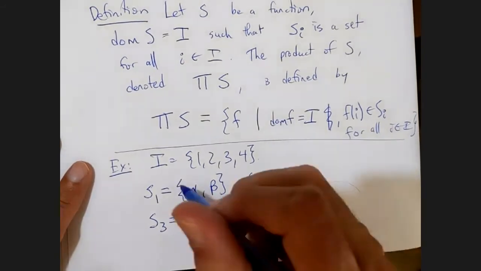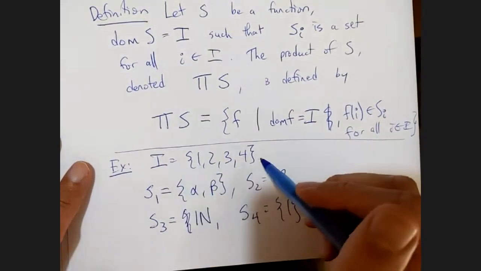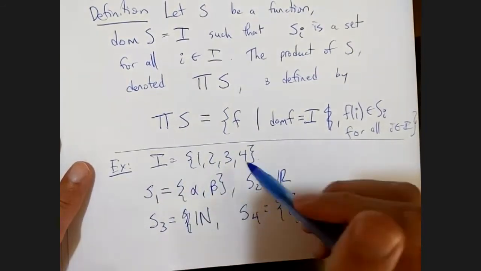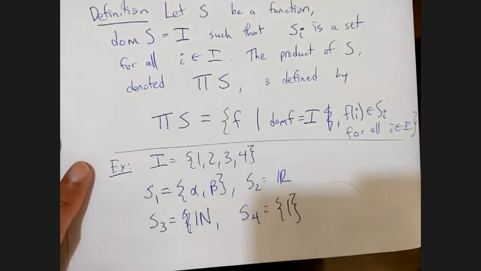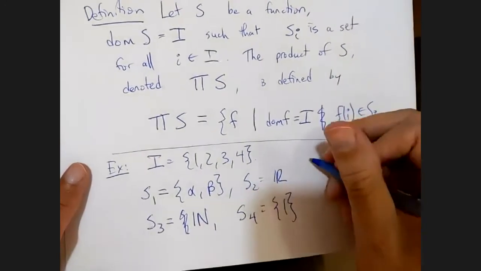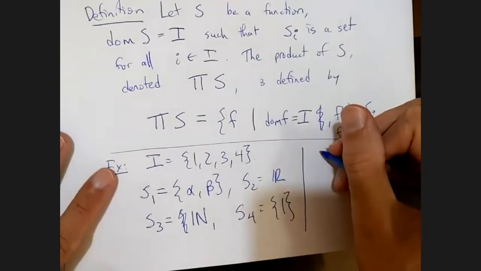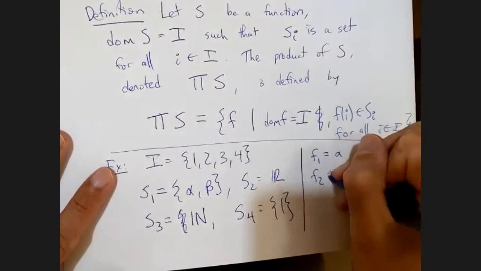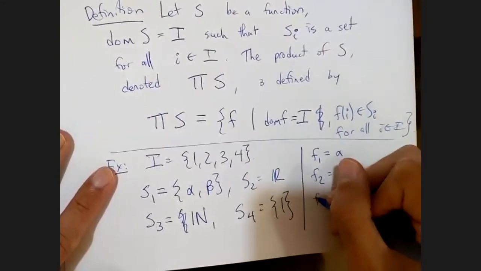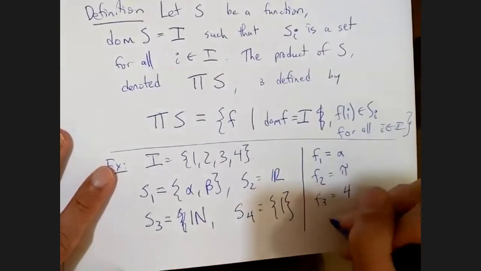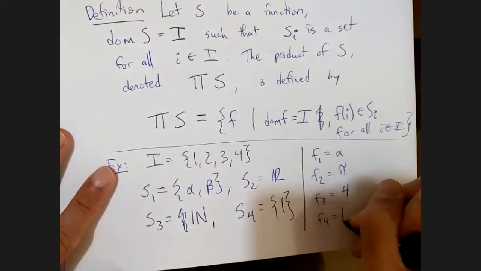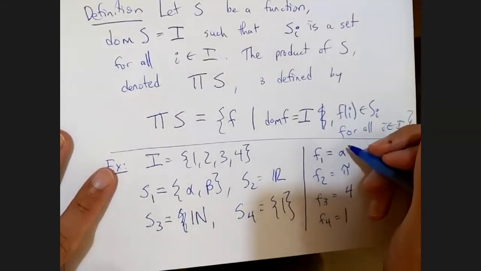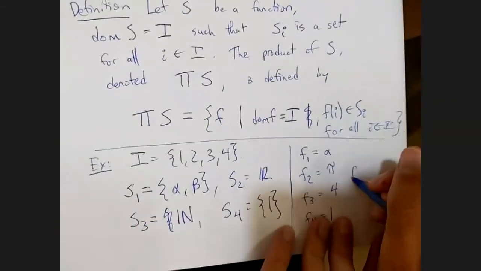And so S is a function, 1, 2, 3, 4, from I to these 4 sets. And now, if we put F1 to be alpha, F2 to be pi, F3 to be the number 4, and F4 to be 1, then this F is an element of the product.